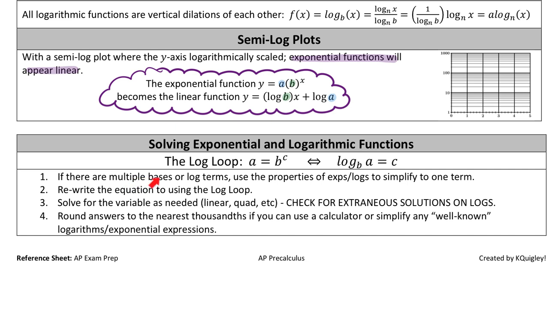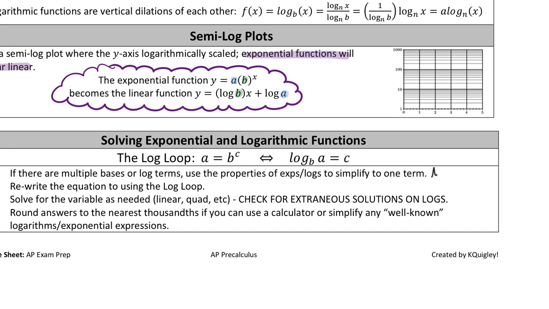If there are multiple bases or log terms, use the properties of exponents and logarithms to simplify them to one term. What are those properties? That's mad spam. Once it's condensed down to one logarithm or one base, you're going to rewrite the equation to its opposite or inverse form using the log loop. If you started off with an exponential, you create a log. If you started off with a log, you create an exponential. They go back and forth. After that, you solve for the variable as needed, maybe linearly or it's a quadratic.